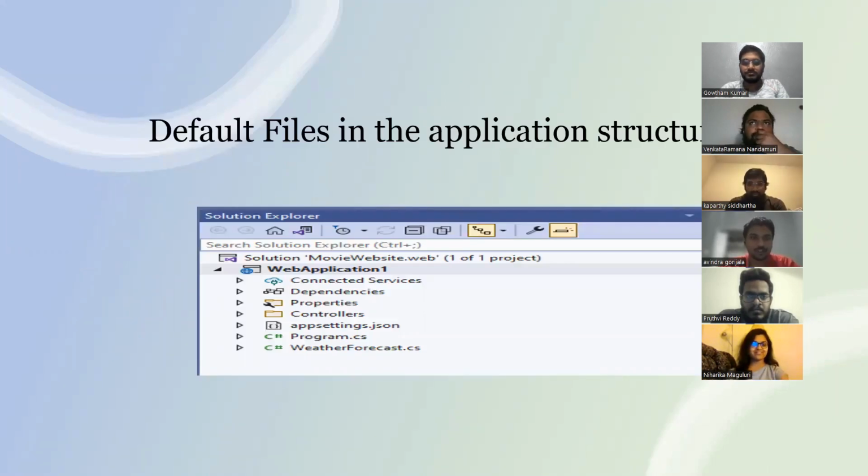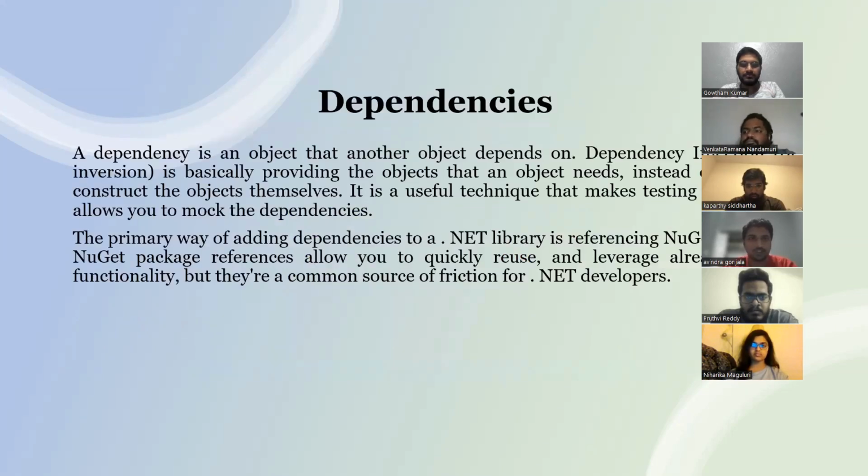This is the slide for all the dependencies, which are given by default. Mainly, it will give the connected services, dependencies, properties, controllers, appsettings.json, Program.cs, and WeatherForecast.cs. These are all the basic and default features for this application. By going to the dependencies in the next slide.